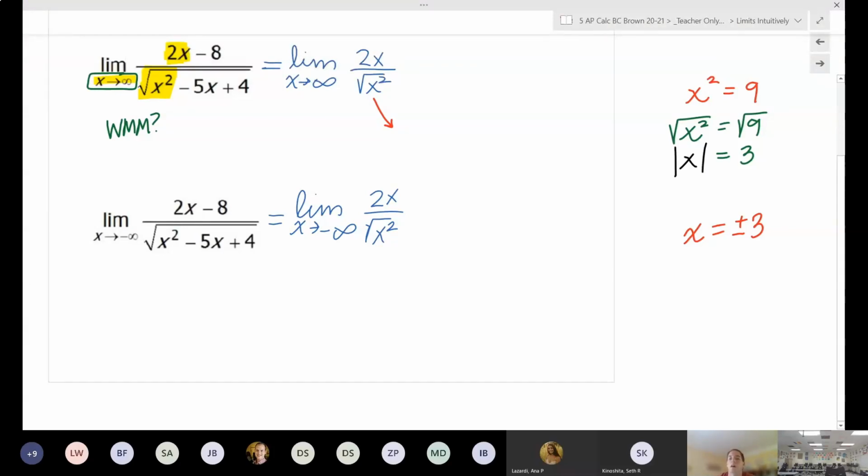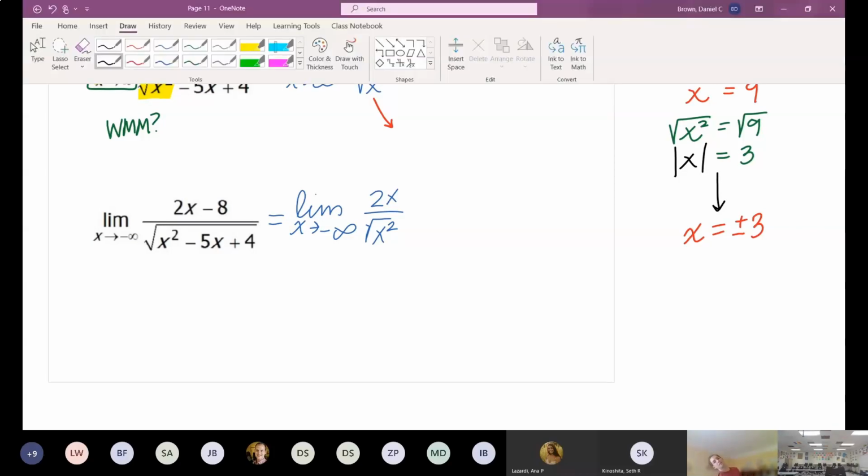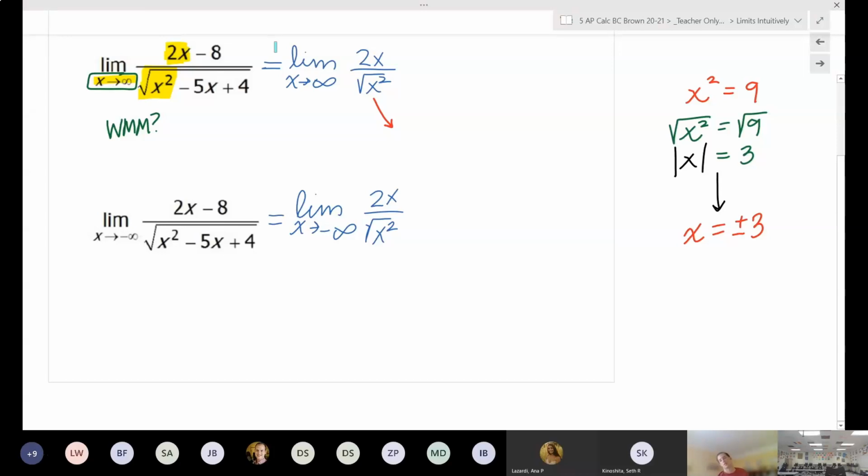Well, what does the absolute value do? The absolute value, things can be positive or negative. So when I say the absolute value of x is 3, that's where we're getting the plus or minus from. And so for the sake of calculus, it will help you out, especially for limits, if you see the square root of x squared, we're going to think of that as being the absolute value of x.